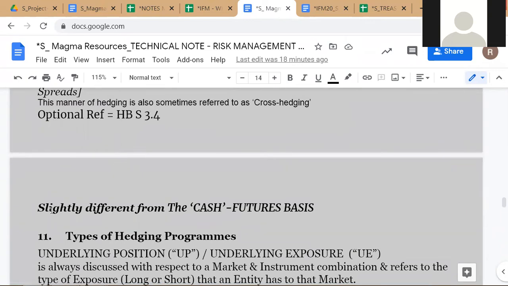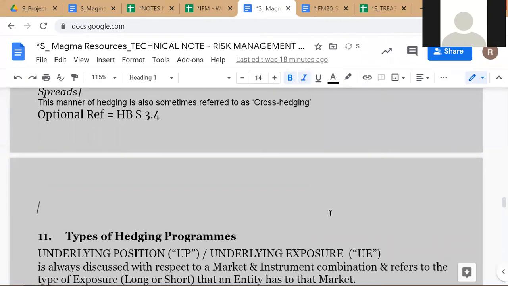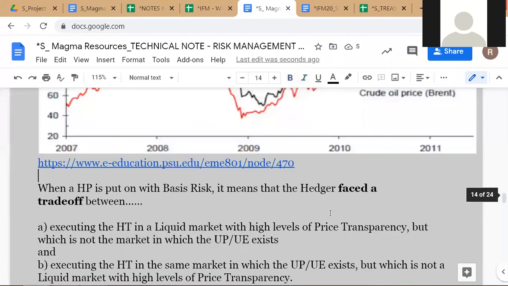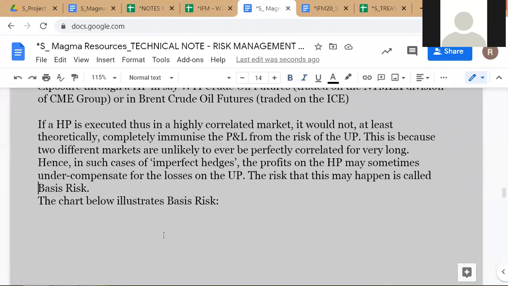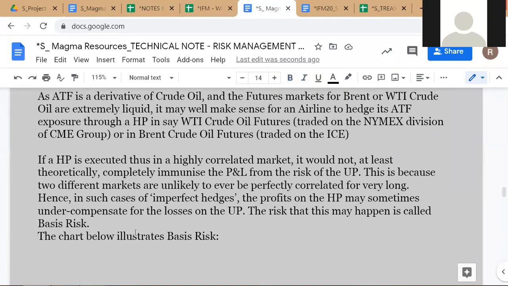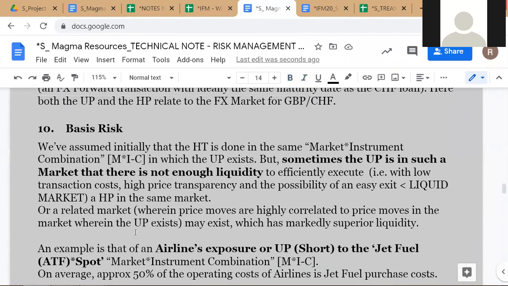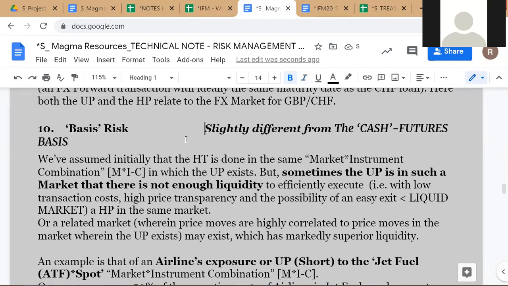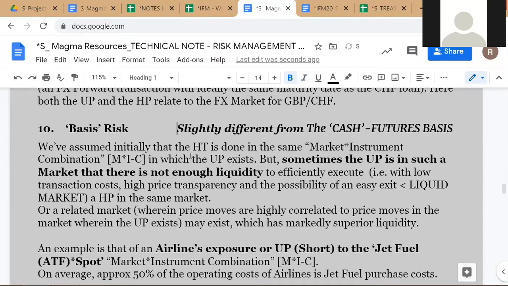Let me put this at the top, because there's a term that you would see in the Halbasu book, and it's a common industry term as well. It's called cash futures basis. You remember that we saw a chart. It is slightly different from this idea of the cash futures basis, but it is also related slightly.